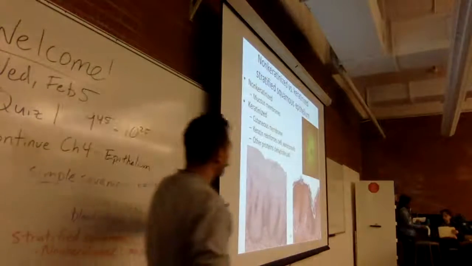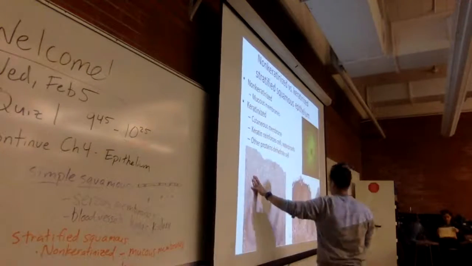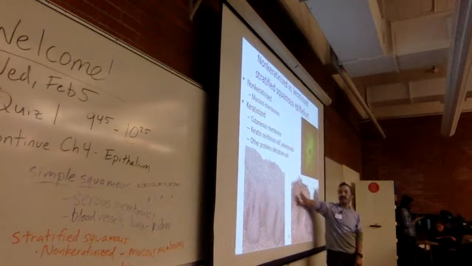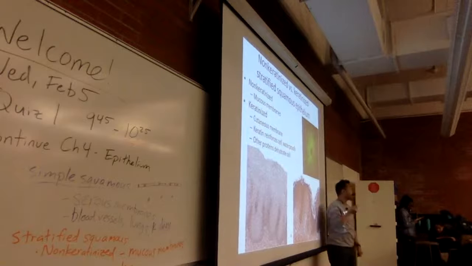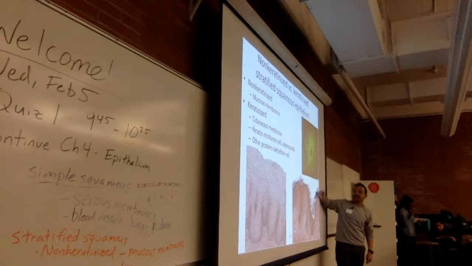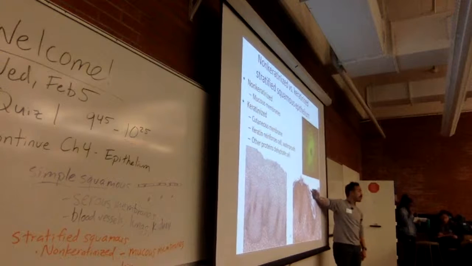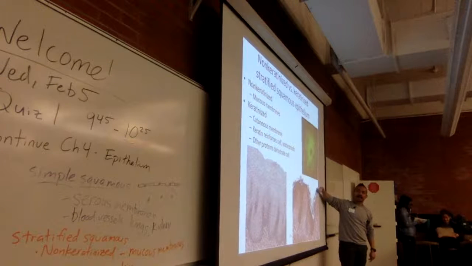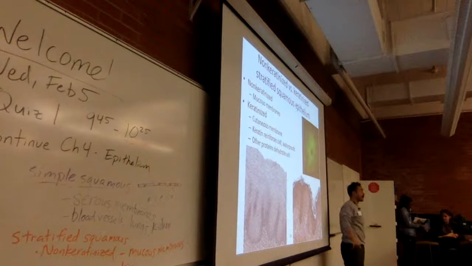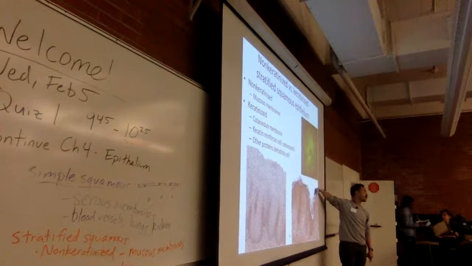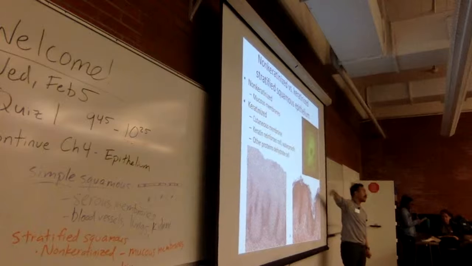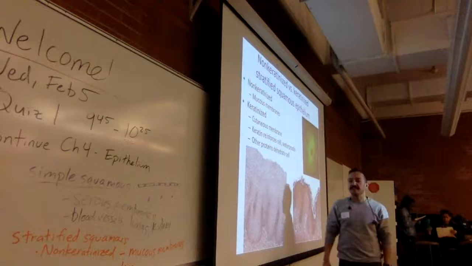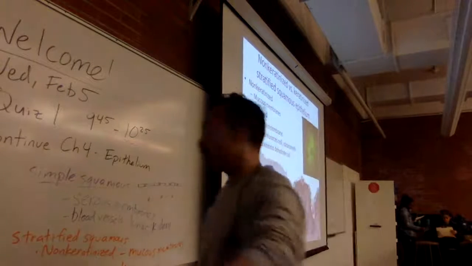Just so you can see a difference here again, we're going to get used to this. This is non-keratinized. This is keratinized. One difference here, you can see on the superficial layer how much flakier it is. This dry, flaky layer helps prevent water and other things from coming in. So there's more dead layers on a keratinized stratified squamous.